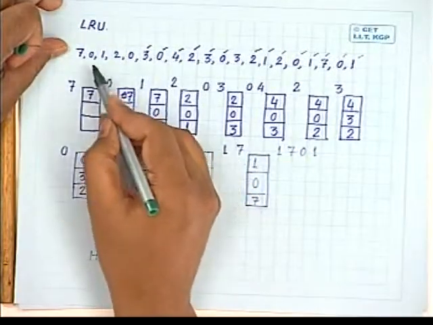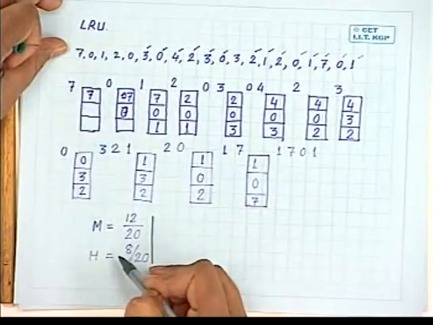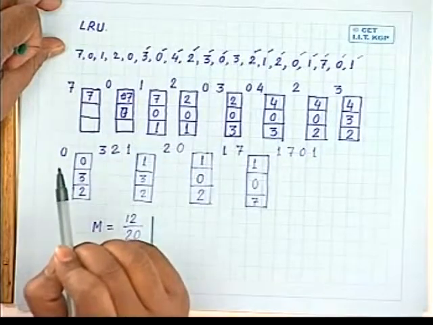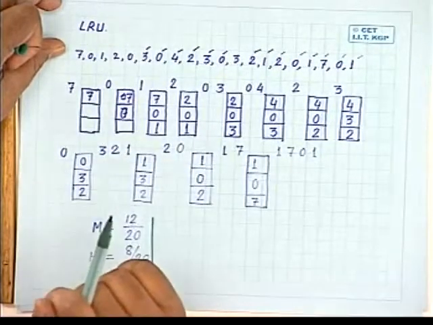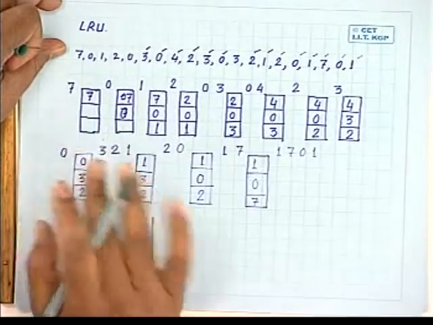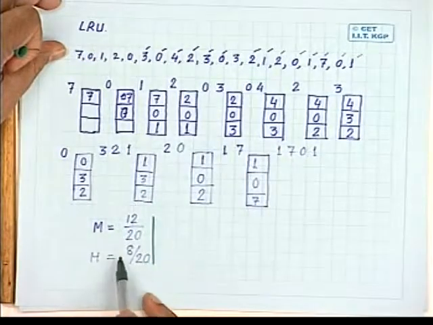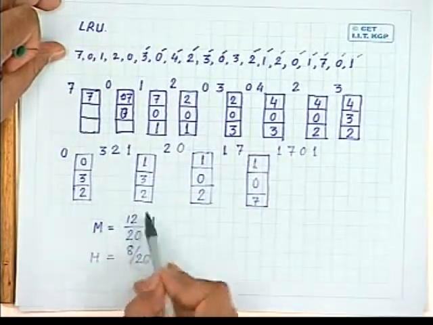So in all these different page replacement techniques, we have assumed that initially we have 3 frames available for accommodating pages. If you increase the number of frames available for accommodating pages, you will find that the hit ratio will increase and the miss ratio will decrease.